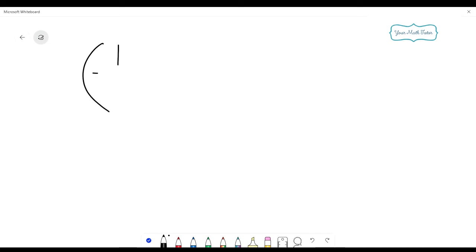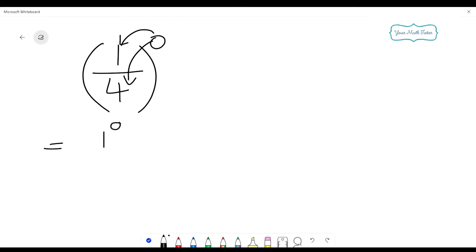Next, bracket 1 over 4 raised to the power of 0. Again, the rule says you raise everything in the bracket to the power of 0. So we're going to have 1 to the power of 0 divided by 4 to the power of 0. Now we all know that anything raised to the power of 0 is equal to 1. So we have 1 divided by 1, which then is equal to 1.